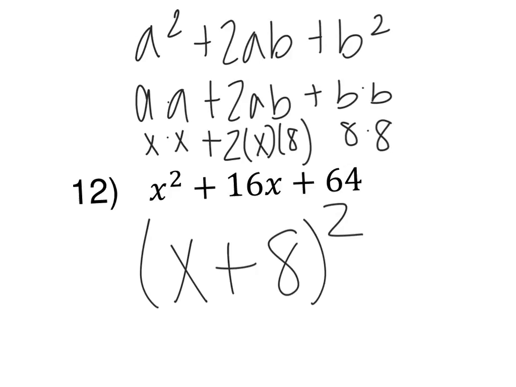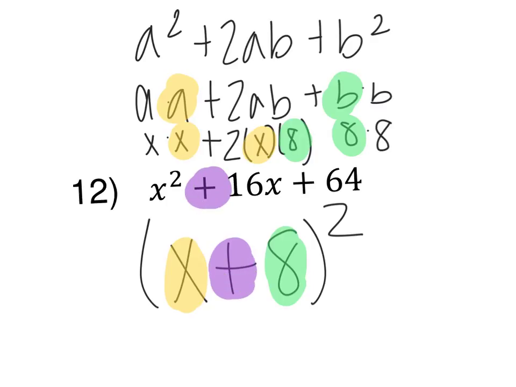Just a reminder where all these things came from. This x gave us this x and this x because that was the value of a, and my 8 was the value of b, so that's where this 8 and this 8 came from. And lastly, there was a plus sign here in front of the b term, in front of the 16x part, and that's where this plus sign came from.